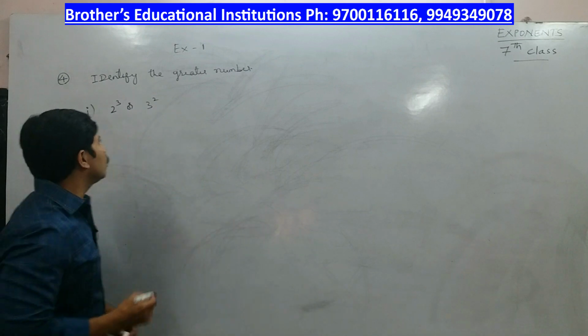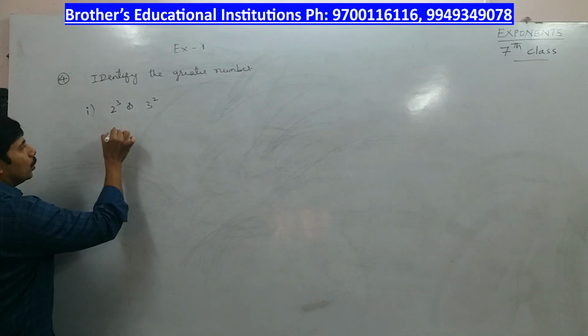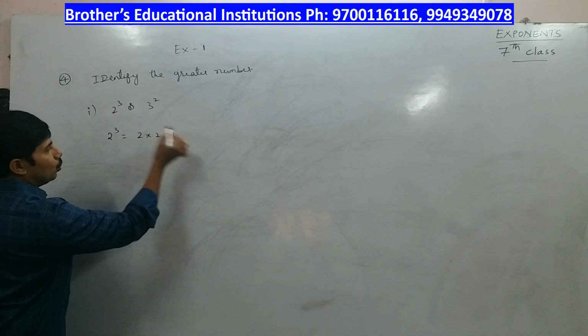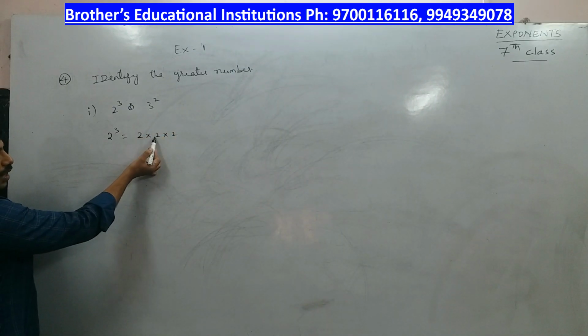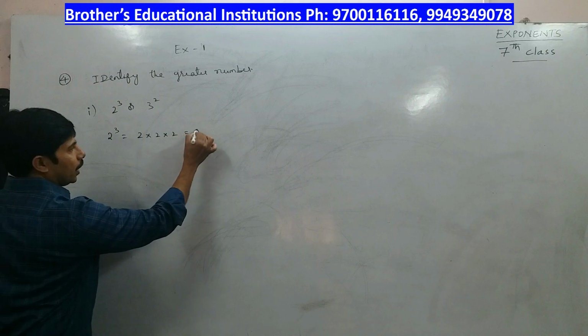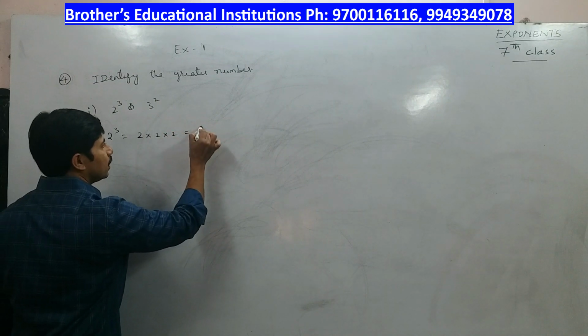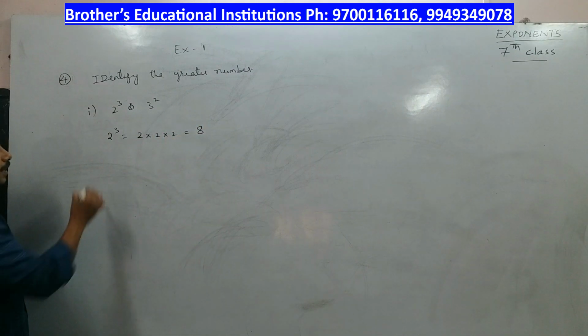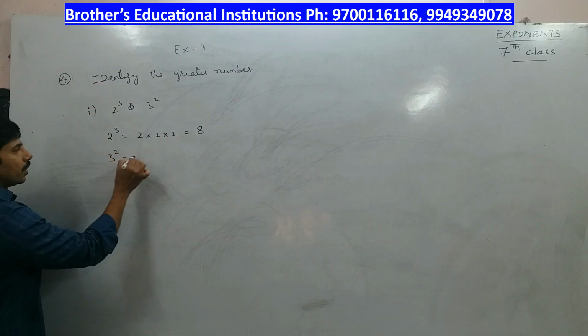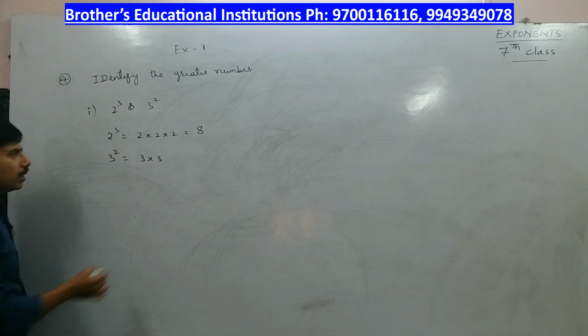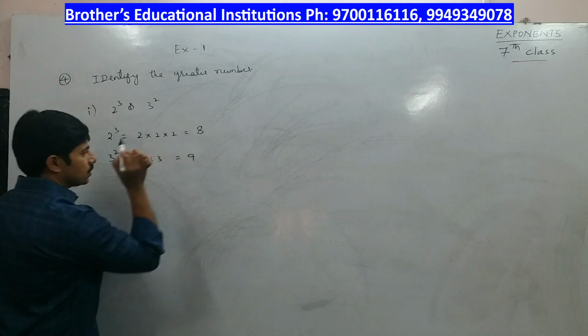So how to solve 2 cube? First I'll take 2 cube and expand it. That means 2 into 2 into 2. 2 2s are 4, 4 2s are 8. So the result of 2 cube is nothing but 8. Then I'll take 3 square. Before writing the result, we will write the expanded form, 3 into 3. That is 9.